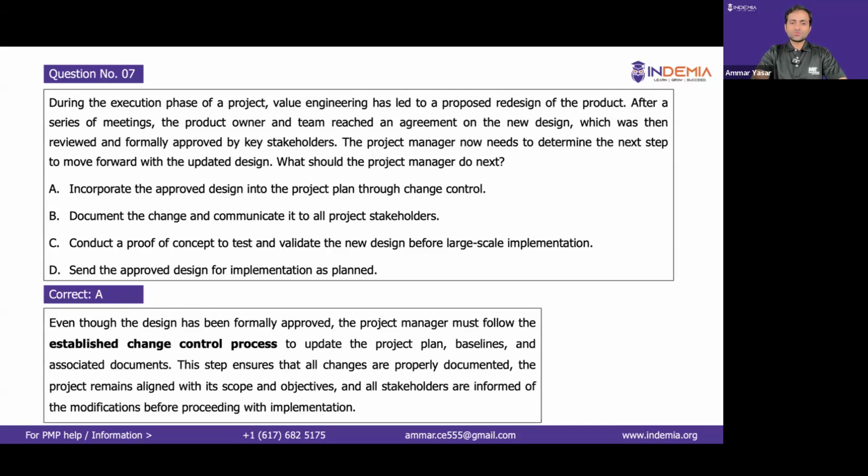Even though the design has been formally approved, the product manager must follow the established change control process to update the product plan. Now, you may be thinking like, since it is already approved, so change control has been followed, but there is no clear indication in the question that change control process has been followed. So that's why we will be doing.